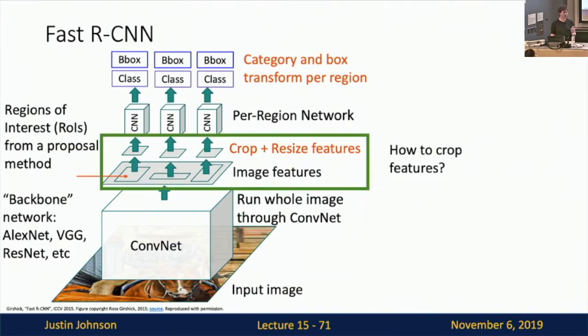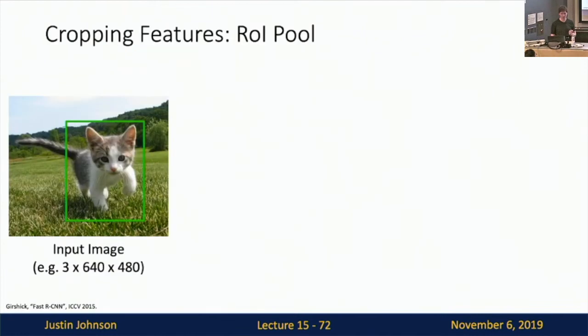Okay, but then there's a question of what it means exactly to crop these features. Because in order to backpropagate, we need to actually backpropagate into the weights of the backbone network as well. So we need to crop these features in a way that is differentiable. And that ends up being a little bit tricky. One way that we can crop features in a differentiable way is an operator called ROI pool, region of interest pooling.